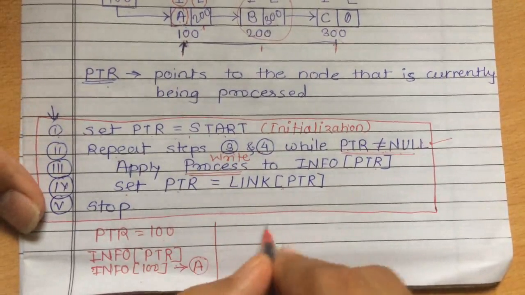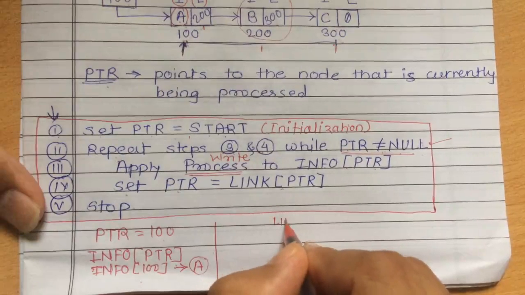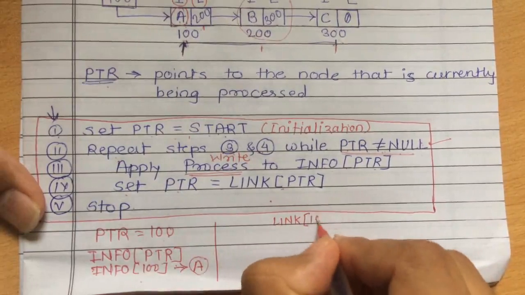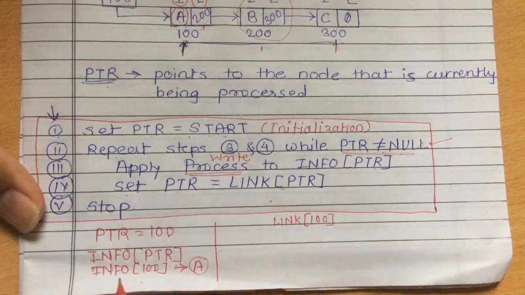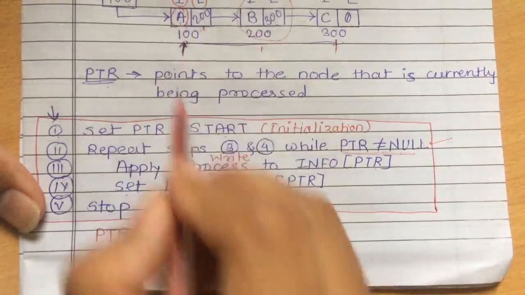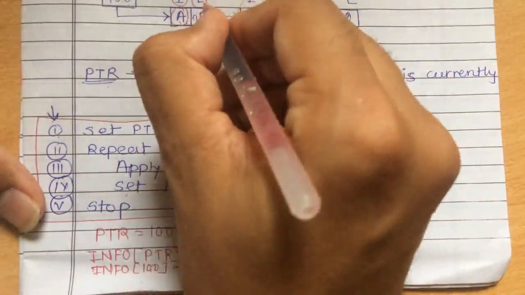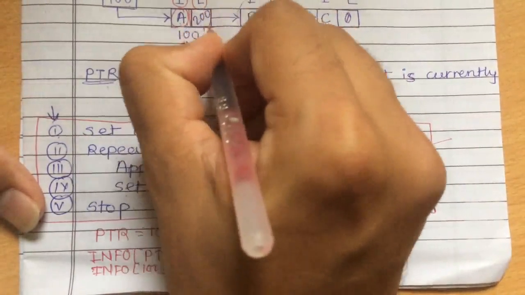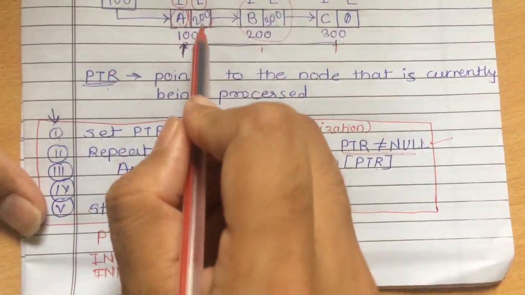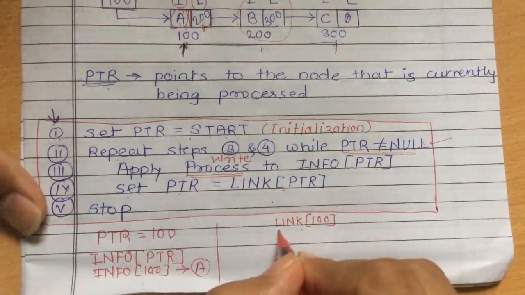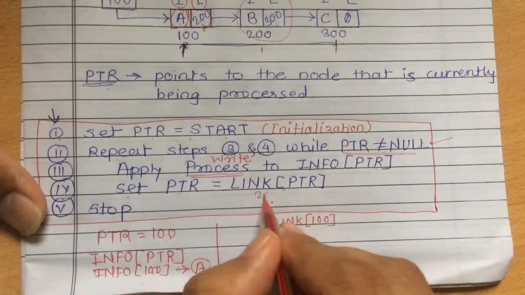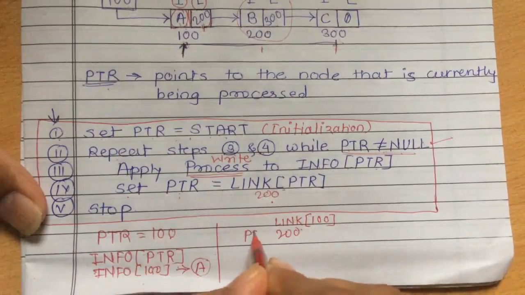Okay, I will write over here. Link of ptr, value of ptr is equals to 100. So link of 100. As we got the value a from info of 100, similarly, link of 100, this is the link part, right? Link of 100 we get 200. And we have stored this 200 in ptr.